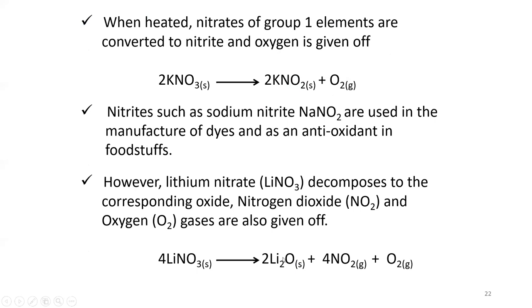Ma, does having lower polarizing power make an element more ionic? Yes. The less polarizing power, the more ionic. That is why as we go down the group, the size increases and the charge becomes small, and the polarizing power is small. The lower the polarizing power, the more ionic. So your lithium is less ionic, it's more covalent. It has a high polarizing power.